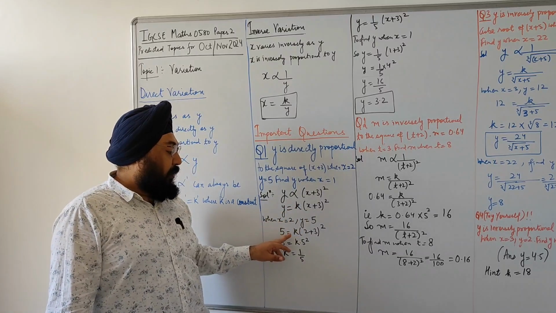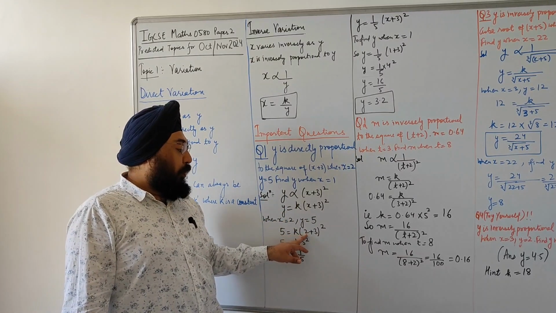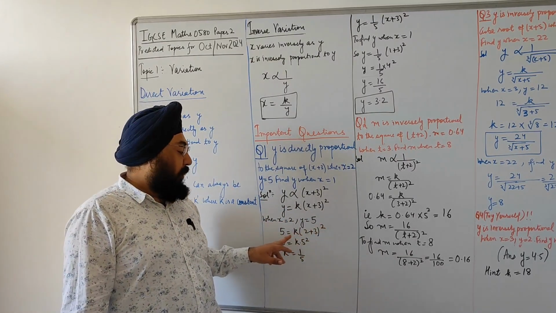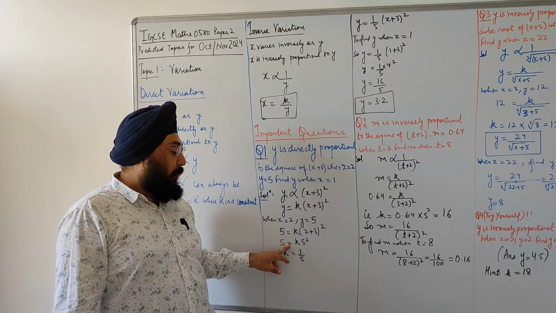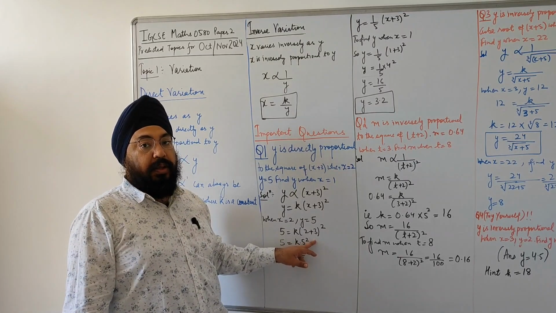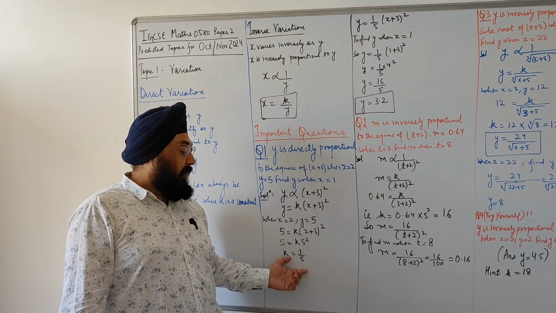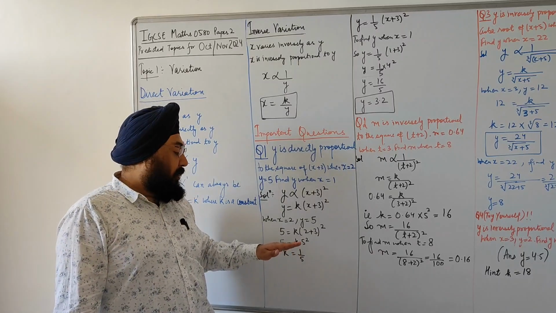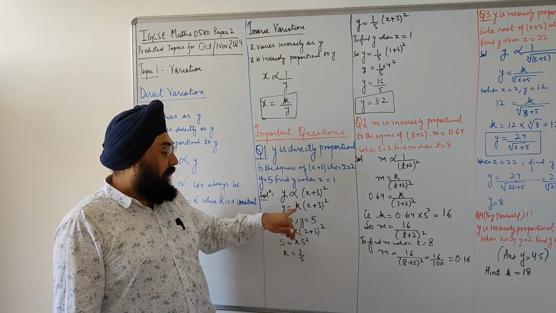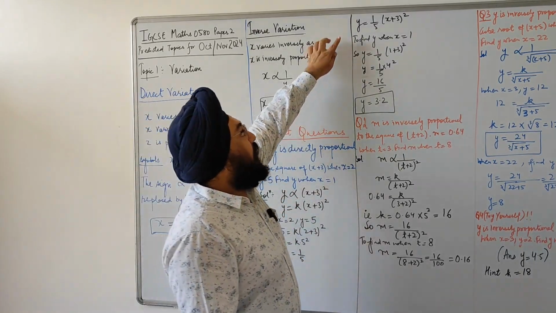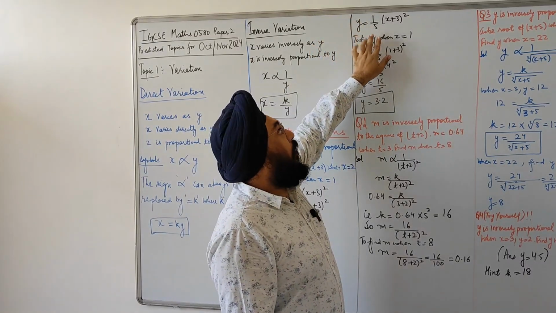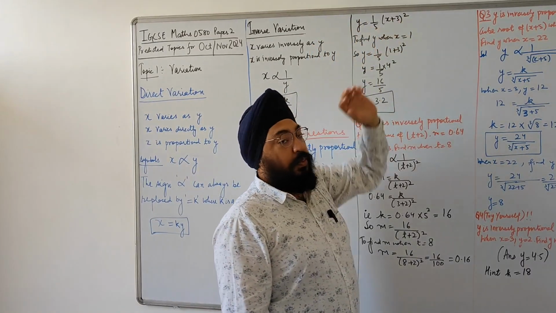We get 5 is equal to k into (2 plus 3) whole square, which will be equal to 5 is equal to k into 5 square. We get value of k as 1 upon 5. Now we will be substituting this value of k in this equation. We get y is equal to 1 upon 5 (x plus 3) whole square.